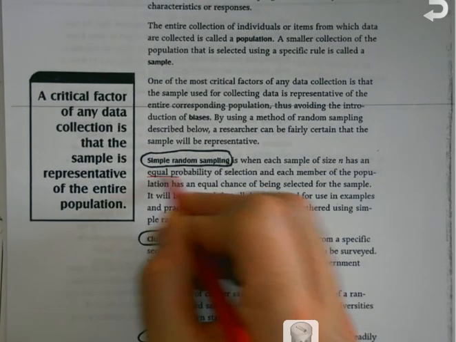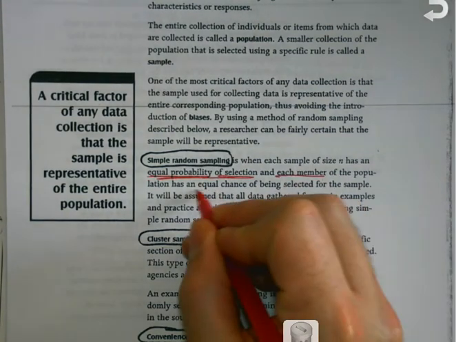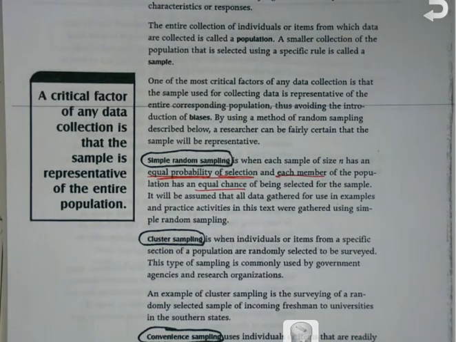Simple random. Equal probability of selection, okay, and that each member has an equal chance of being selected. So if I were to go around to all of you and just randomly start picking people and everybody had the same chance, I drew your name out of a hat, that'd be simple random sampling. It's not like I put some people's name in 3 times and other people's none. So again, we assume that's the sampling we're doing unless we're told otherwise.